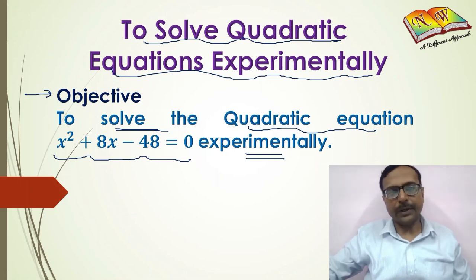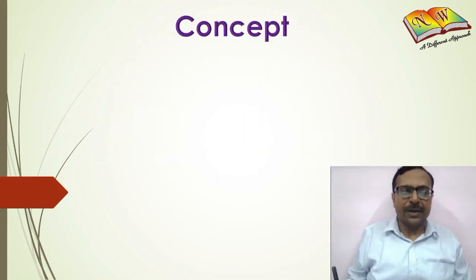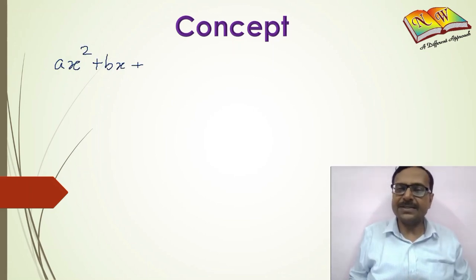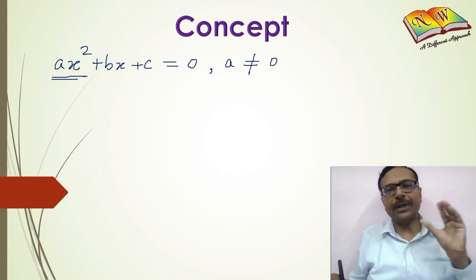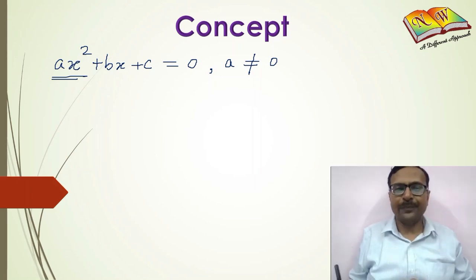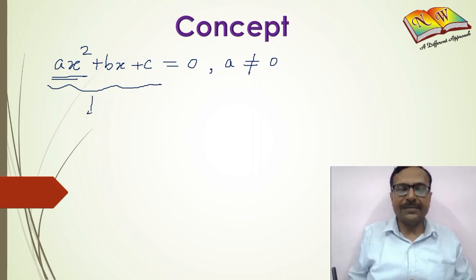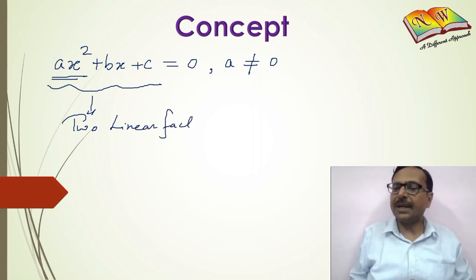Let's understand what a quadratic equation is. A quadratic equation has the general form ax square plus bx plus c, and on the right hand side you always have a 0. And there is a condition associated with this: the coefficient of x square, that is a, cannot be 0. So the degree of the polynomial on the left hand side has to be 2. And whenever you factorize the polynomial on the left hand side, it gives two linear factors. That means both the factors will have degree 1.